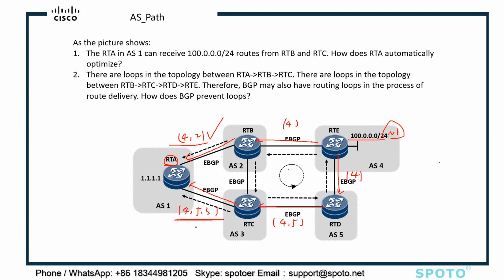So when the router receives 2 routes from different AS, it will compare the AS list in the AS path. The router will select the route with the shorter AS path list. So in this situation, first of all, the AS path will prevent the loop, and the second one, RTA will use the list length to select the better path. Okay, so this is about the AS path.